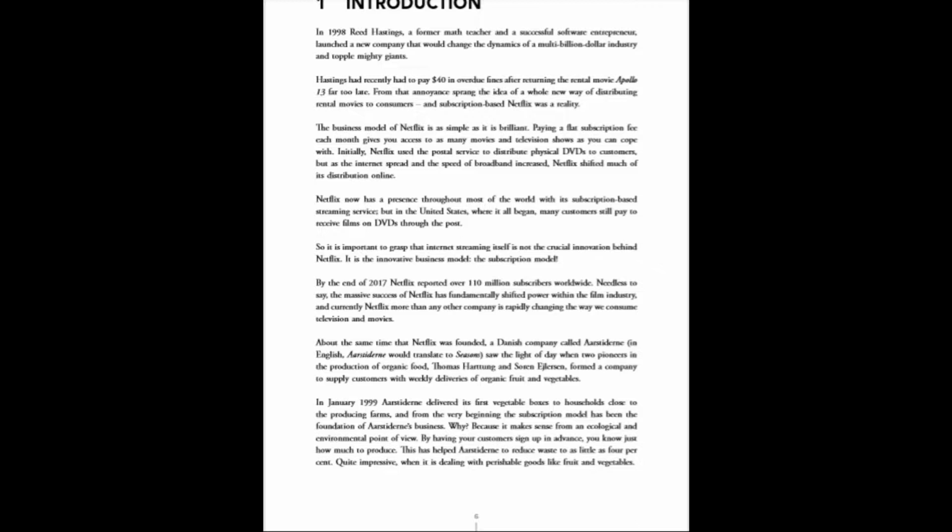About the same time that Netflix was founded, a Danish company called Aarstiderne in Danish, Seasons in English, saw the light of day when two pioneers in the production of organic food, Thomas Hüdung and Søren Larsen, formed a company to supply customers with weekly deliveries of organic fruit and vegetables. So they're providing some examples. Netflix was the pioneer in the subscription business, and it has now grown to a very large volume. The writer is focusing on the importance of the subscription model, giving us the example of Netflix and comparing it with the other giants.